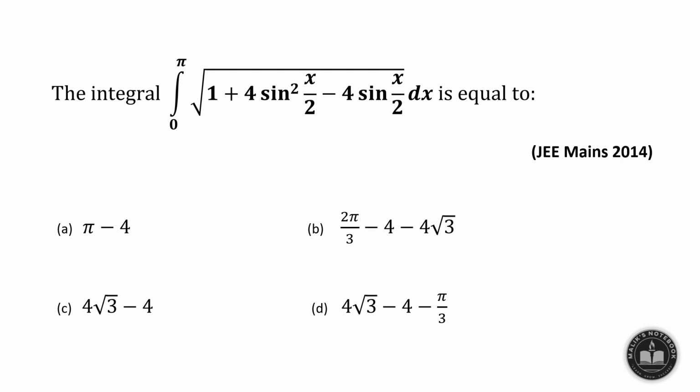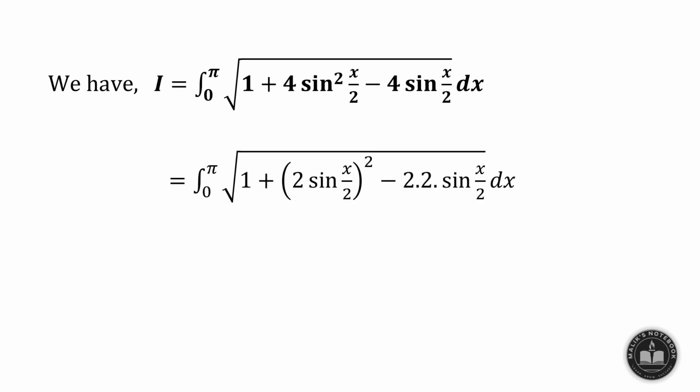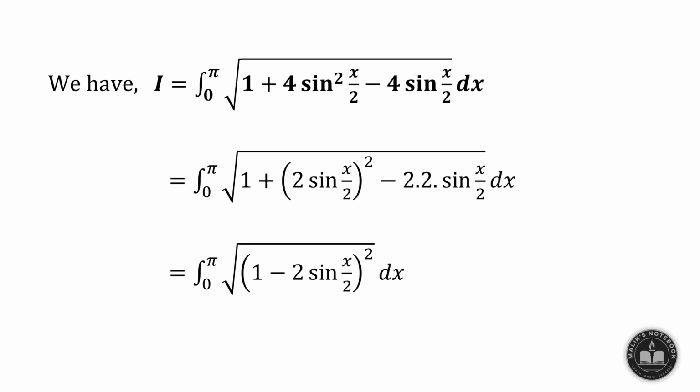Hello friends, here I am with another problem of JEE Main. We have been given an integral and we need to find its value. Let's represent the integral by I. The terms within the square root can be simplified, rearranged, and they make a perfect square, 1 minus 2 sin x by 2.